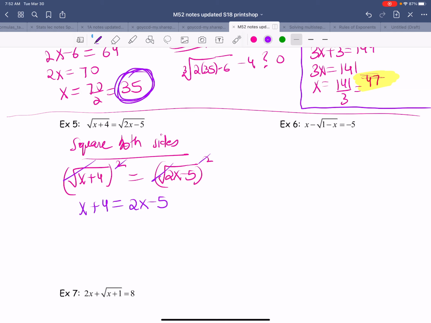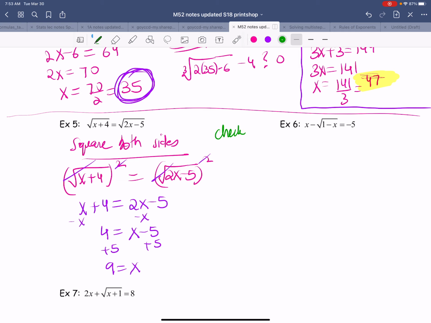It is my goal to isolate the variable, so I'm going to subtract the x from both sides. Doesn't matter which side you do that. 2x minus x is x, minus 5. Now we would add 5 to both sides. 9 equals x. Before I say this is my solution, I must do the check work.